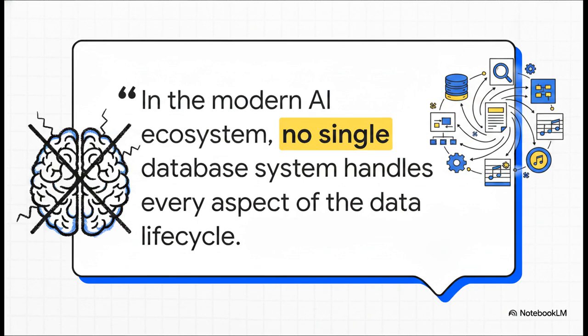Now, there's a quote that perfectly shatters a really common illusion. It goes, "In the modern AI ecosystem, no single database system handles every aspect of the data lifecycle." See, we often think of an AI as just a single magical software brain, right? Like a monolithic black box that just somehow knows things. But the reality? It's a highly orchestrated symphony of completely distinct data engines. There's literally no single system that does it all.